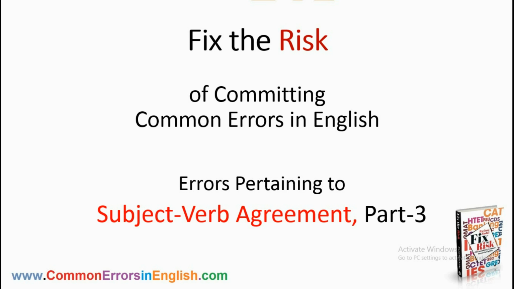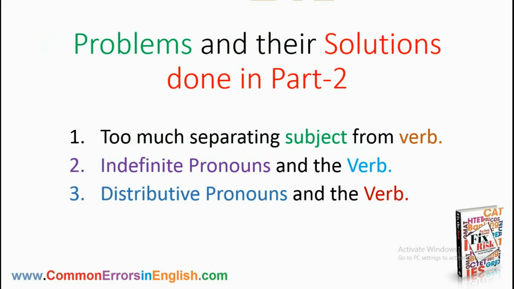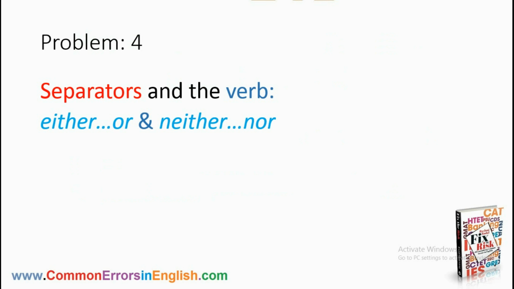We were doing errors pertaining to subject verb agreement and this is part 3. We were doing problems and their solutions related to subject verb agreement. In the last part we dealt with 3 problems and their solutions. Number 1, too much separating subject from verb. Number 2, indefinite pronouns and the verb. And number 3, distributive pronouns and the verb. So let's continue with the 4th problem, which is related to separators.